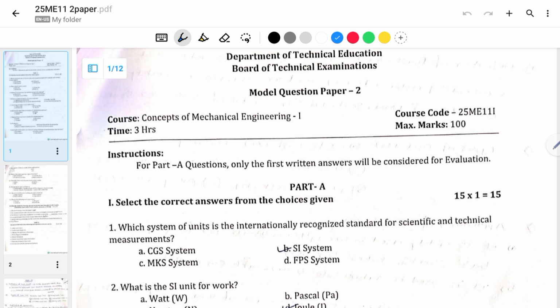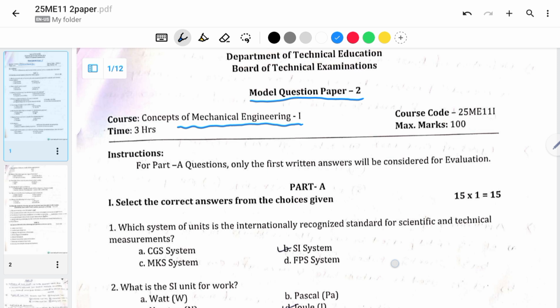Okay, let us start here. This is the second question paper, that is the model question paper of the concept of mechanical engineering 2. It's very important because most of the time the students get stuck in these subjects because of writing problems, or else they don't get proper material for the study.